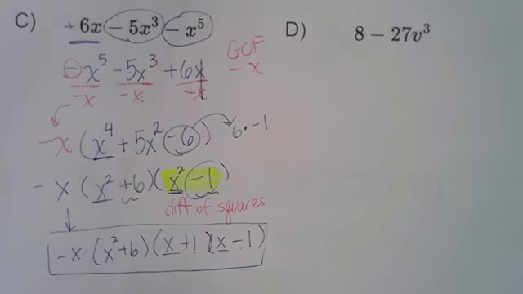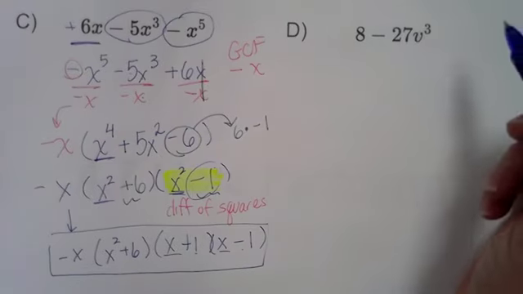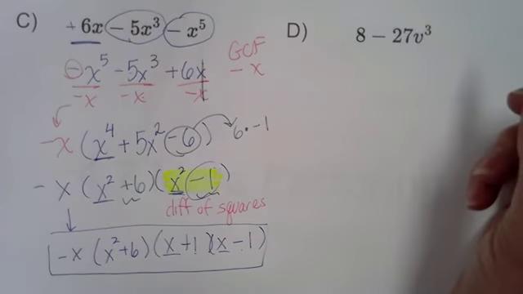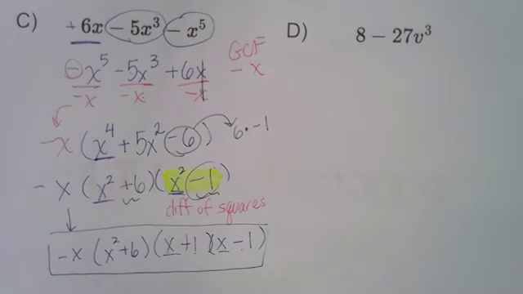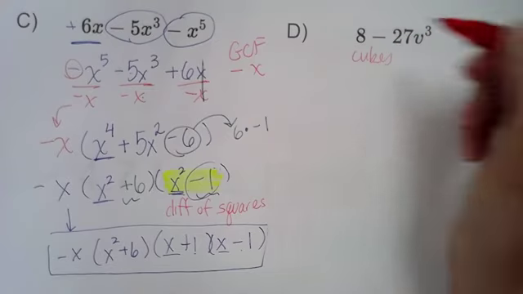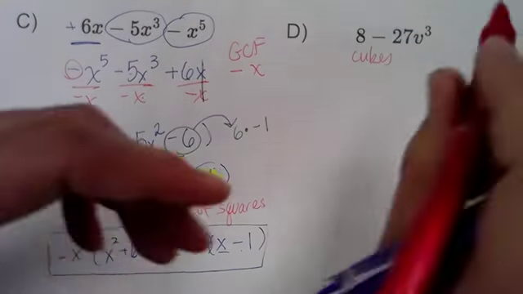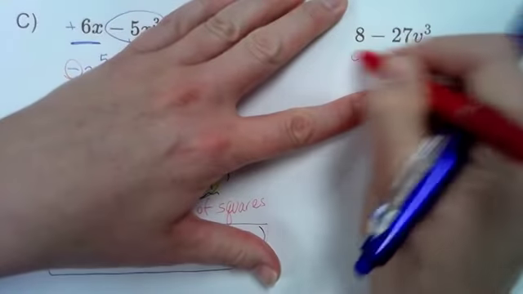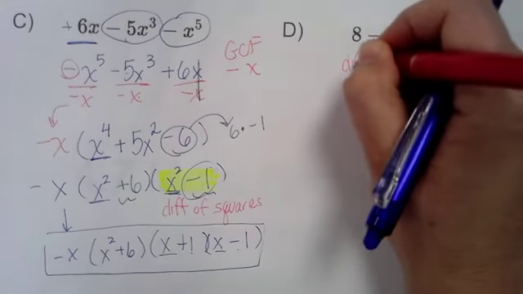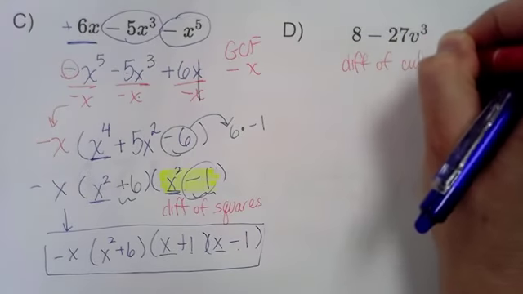All right, letter D is the last one here. We have 8 minus 27b cubed. 8 minus 27b cubed. How many terms is that? 2 terms. And what do you notice about those numbers? Cubes. Difference of cubes is what this is. You could rearrange it if you wanted to, but that's just an extra step that isn't actually going to help here. This is difference of perfect cubes.